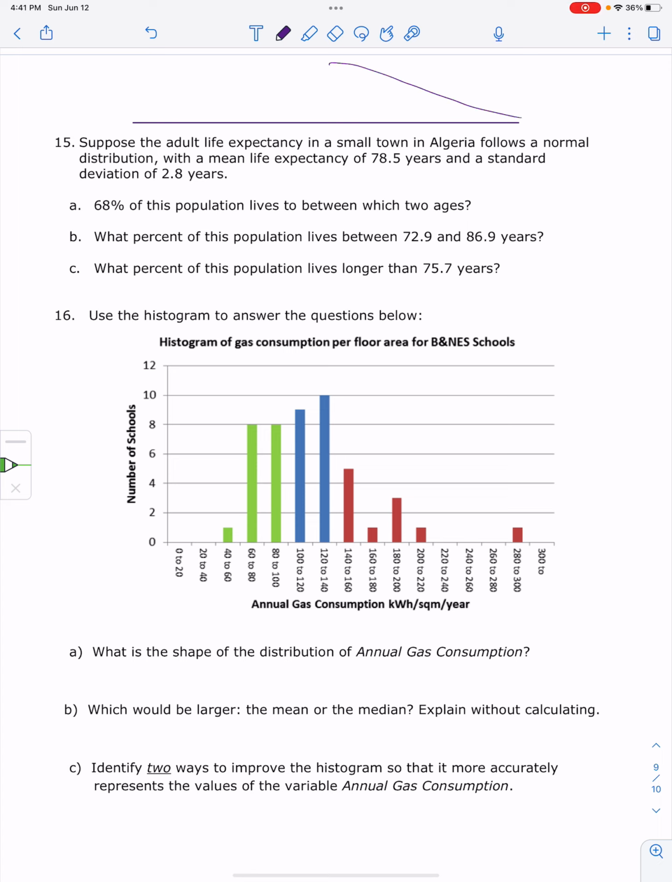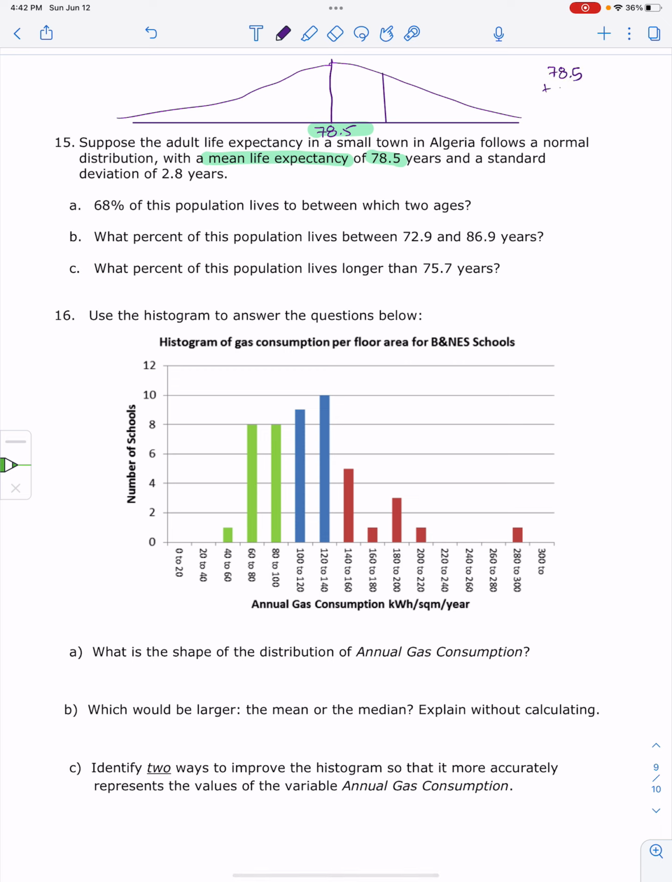And we are going to start, super symmetric on my part, sorry about that. We've got a life expectancy. There's our mean of 78.5. It goes right in the middle. We use our standard deviations to separate the population. We've got a standard deviation of 2.8. So 78.5.